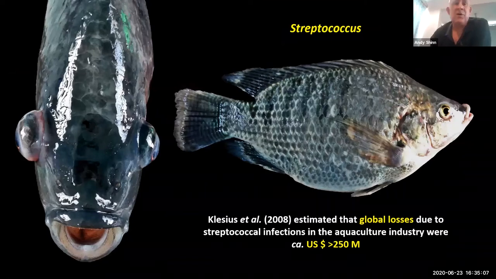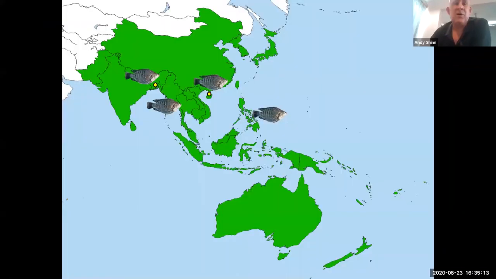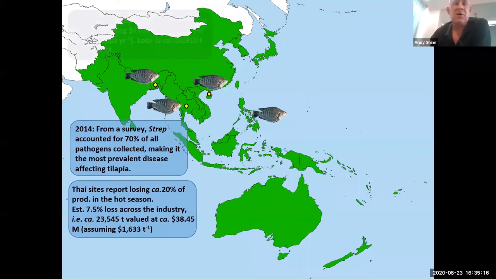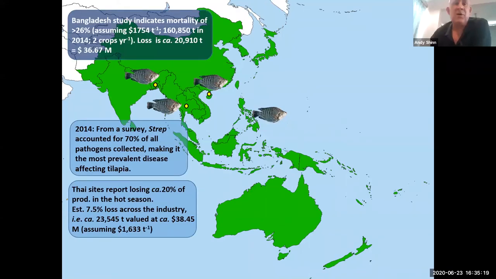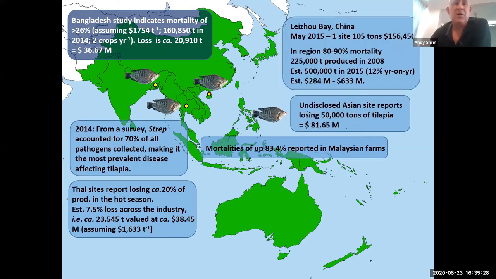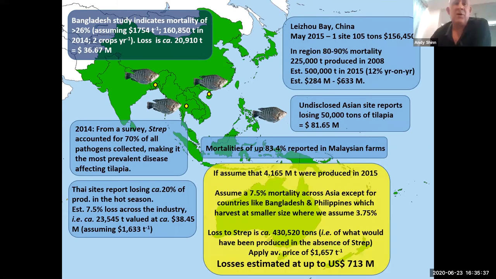But if we look at the different events due to Streptococcus around Asia, we can see that there are some pretty big losses. For example, the Streptococcus result I showed you in the 2000 cage site, they lost 81 million. In 2015 in China, there was a massive mortality of stock, which was put at between 280 to 633 million dollars lost.